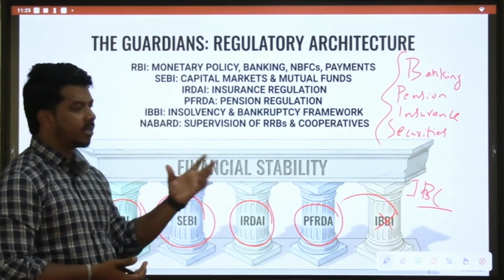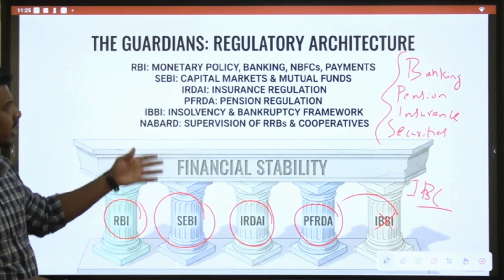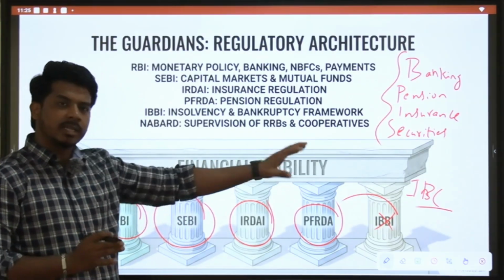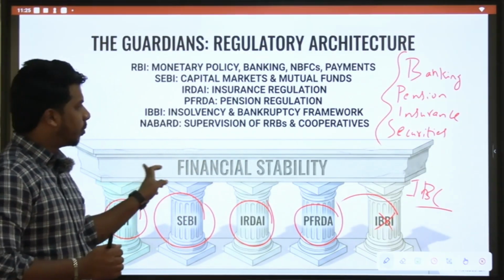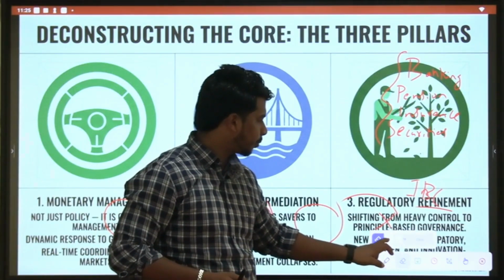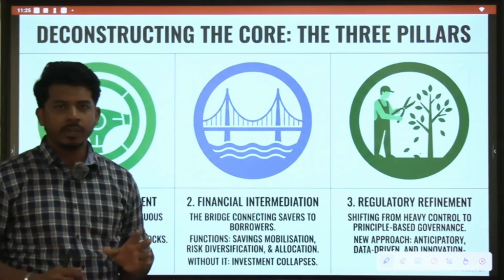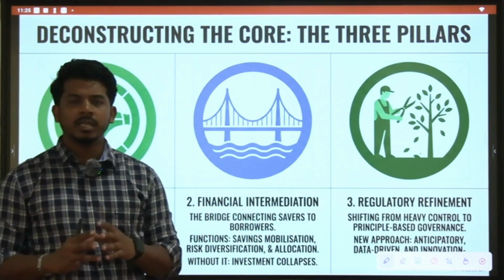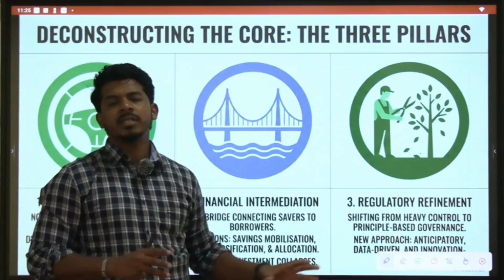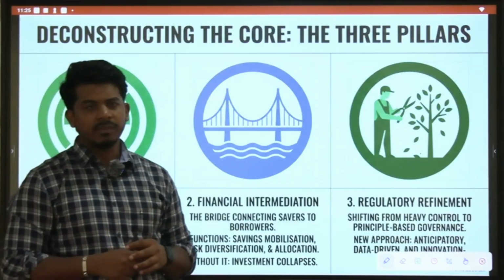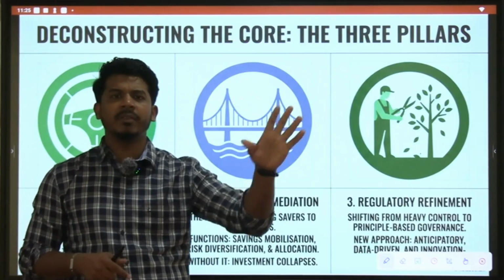Okay, this is the financial system of India. We have various regulators. This is the static part I have told briefly so that you can understand what is coming next. So there is also a discussion on regulatory refinement. All these regulators, RBI, SEBI, PFRDA, etc., till now they are taking a heavy hand approach. If anyone is doing wrong, I will punish very heavily.